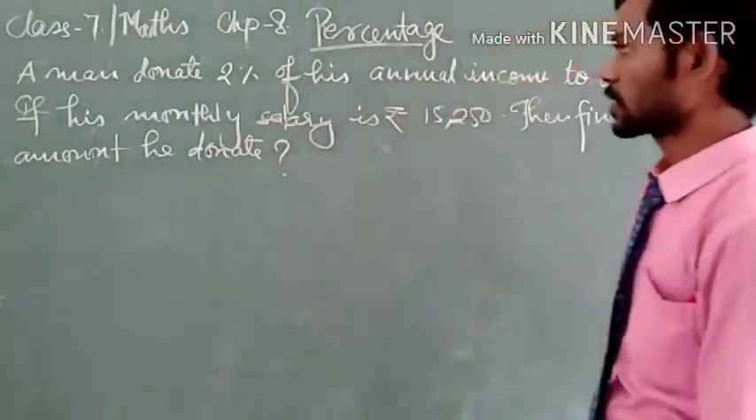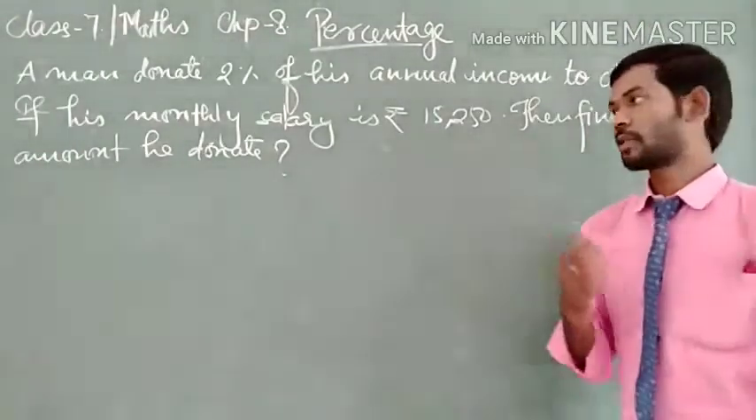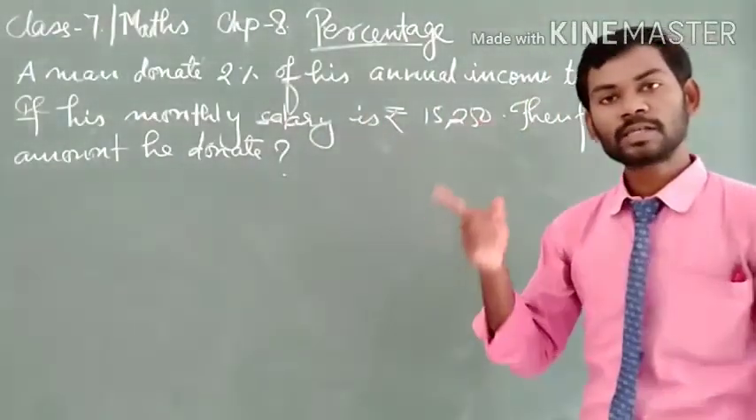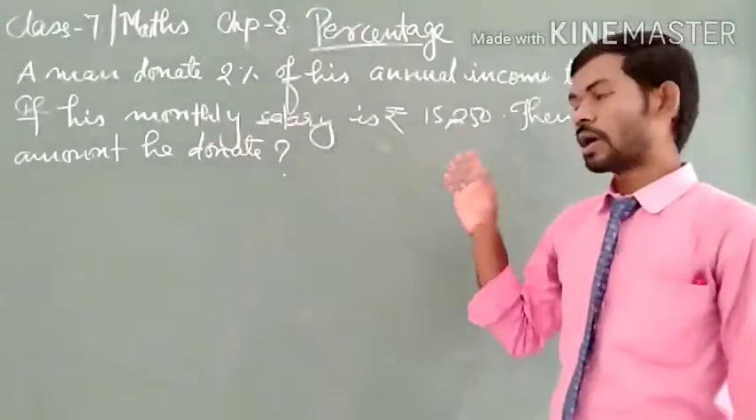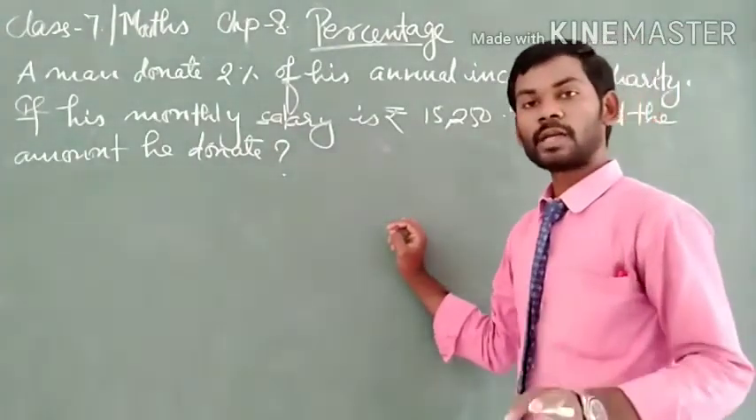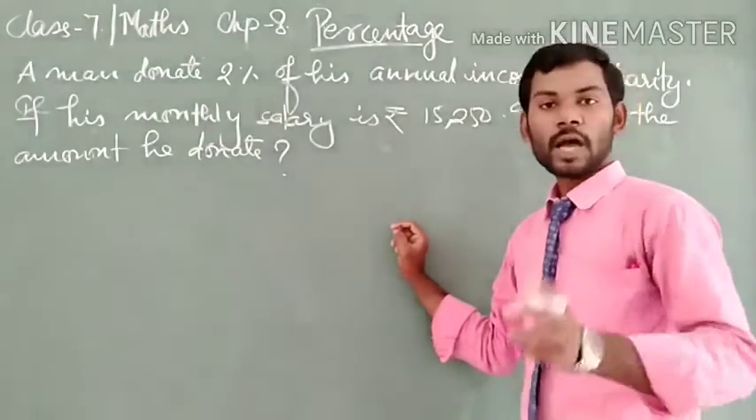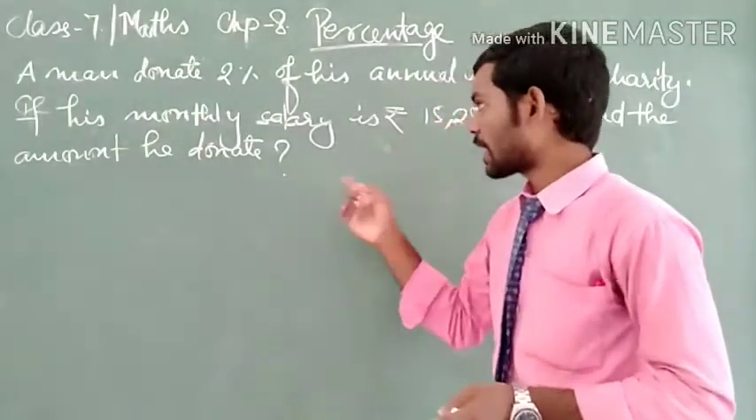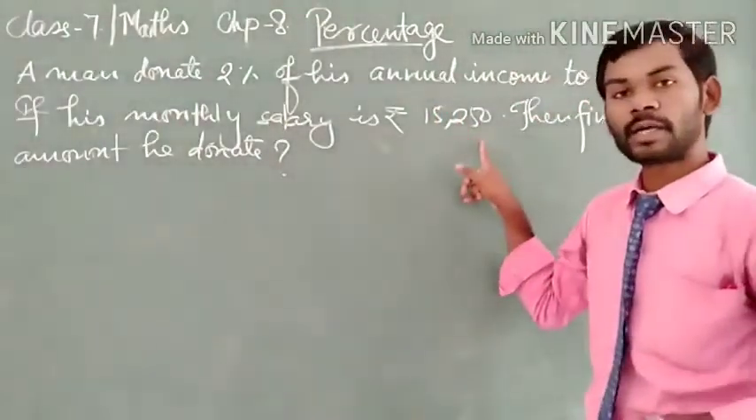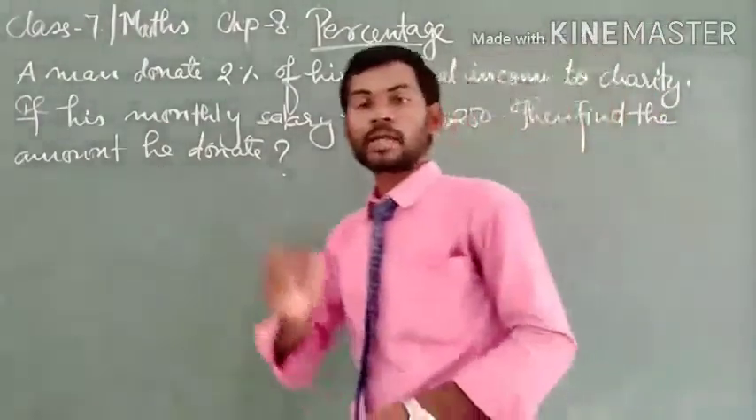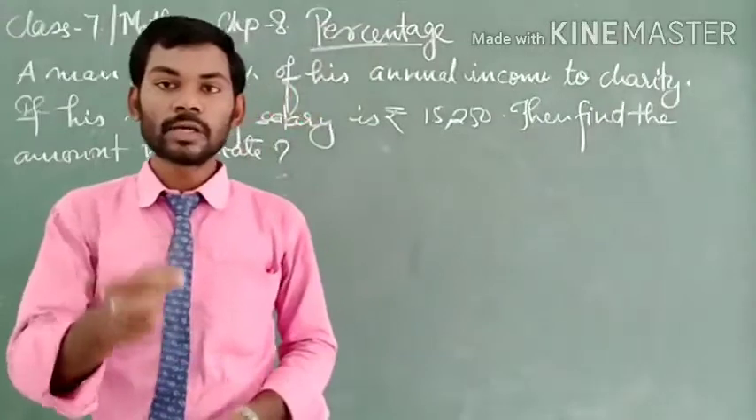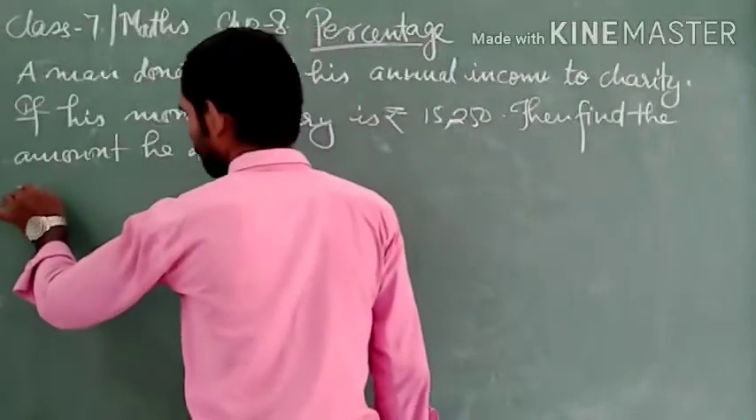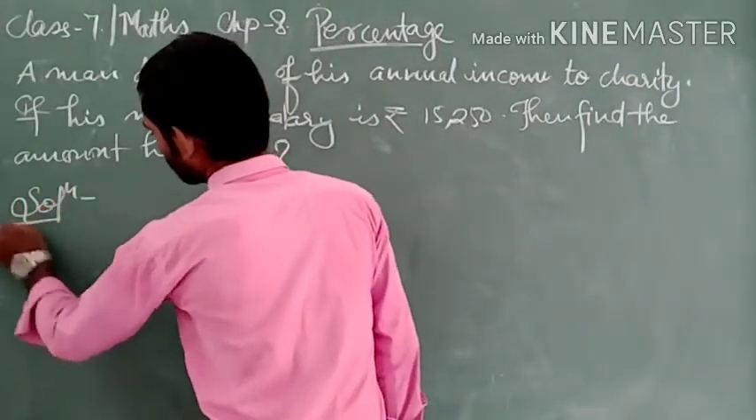Okay, students, so this is the question. Just try to understand what the question says. A man donates 2% of his annual income to charity. He donates 2% out of the salary of 12 months. And if the salary of 1 month is 15,250 rupees, then we have to find what amount he donates to the charity.